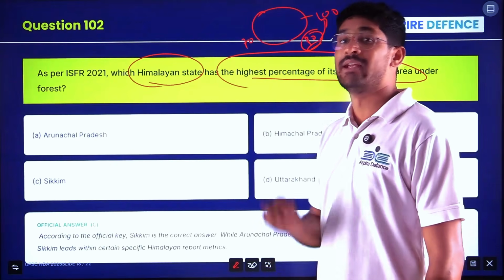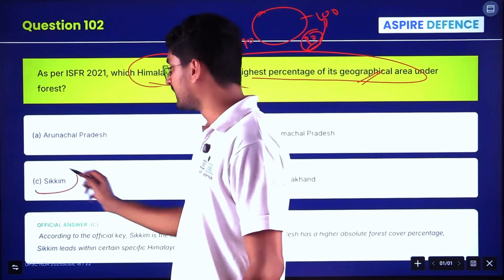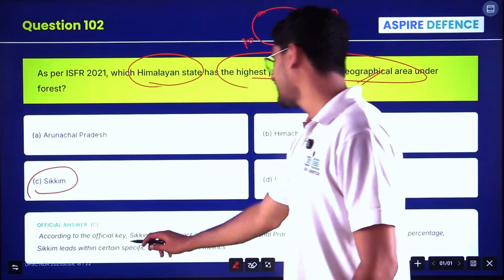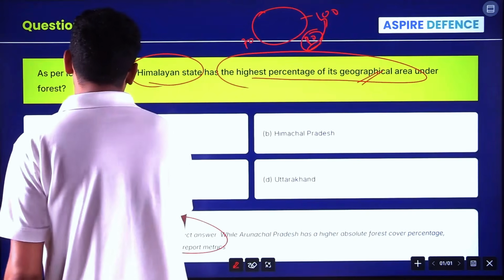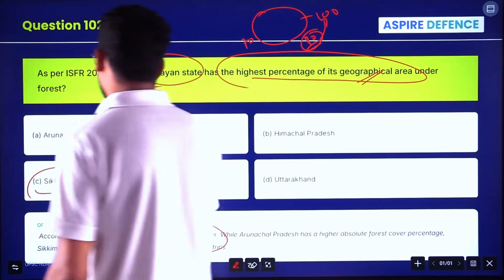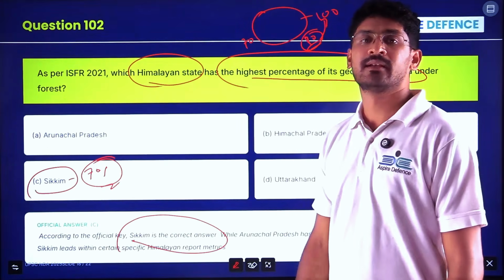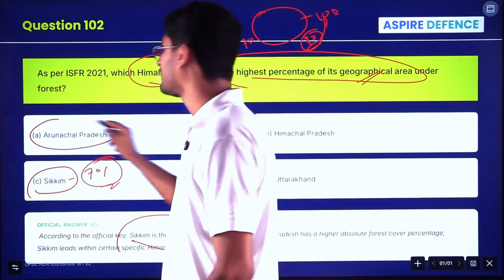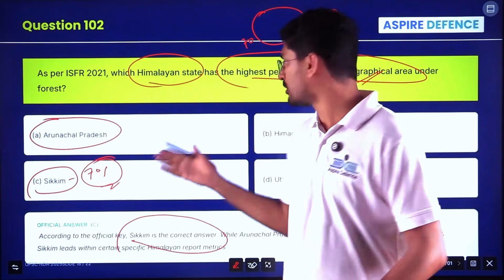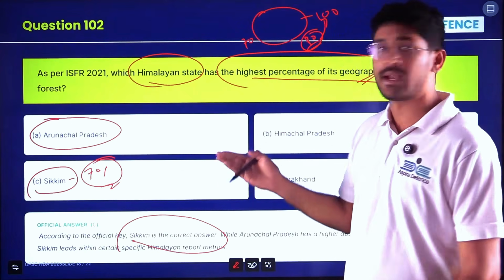What is the answer here? Very tricky question. The answer was Sikkim. Sikkim is the correct answer. It has around 70 to 75% of its total geographical area as forest area. If you see in volume, Arunachal Pradesh is the biggest state also with respect to the Himalayan states given here.